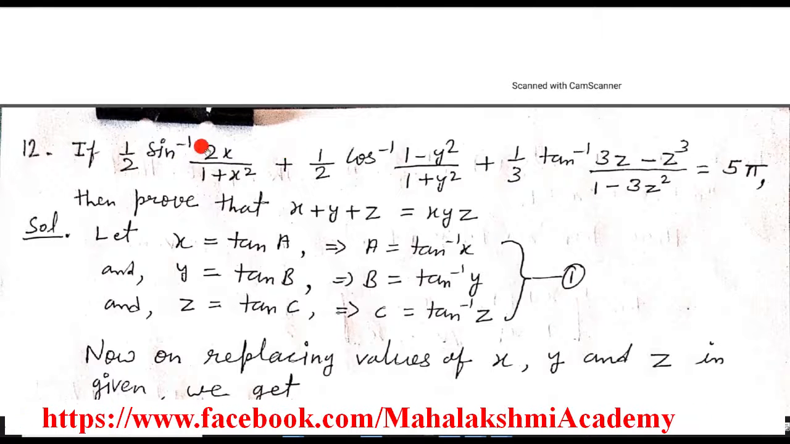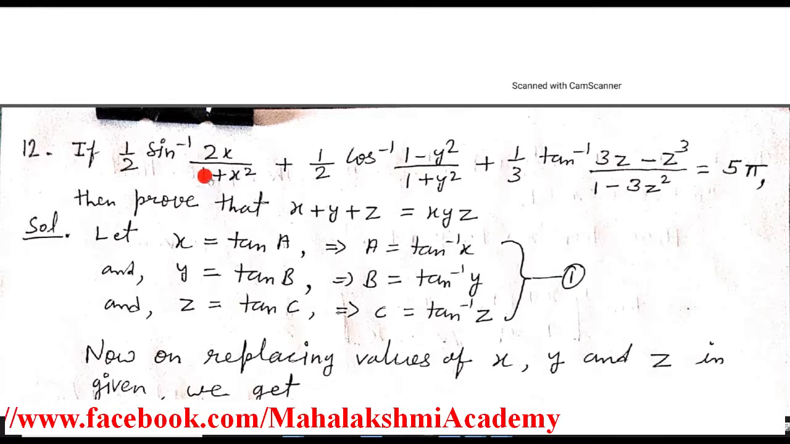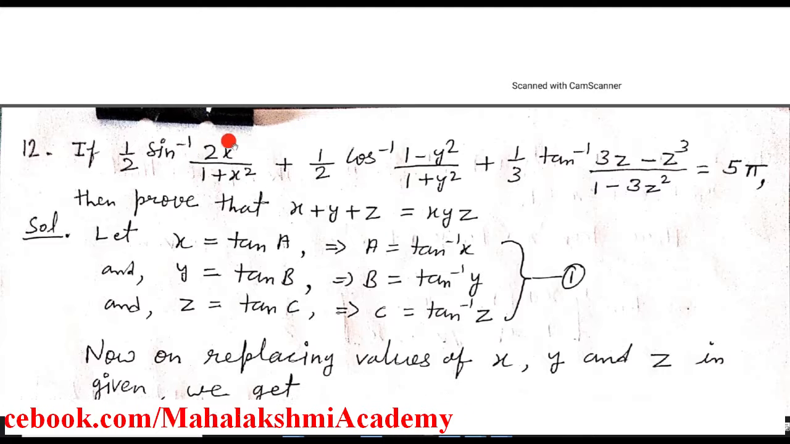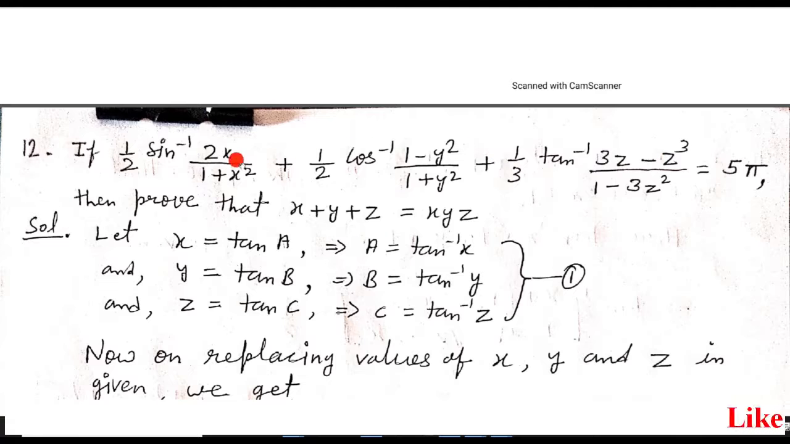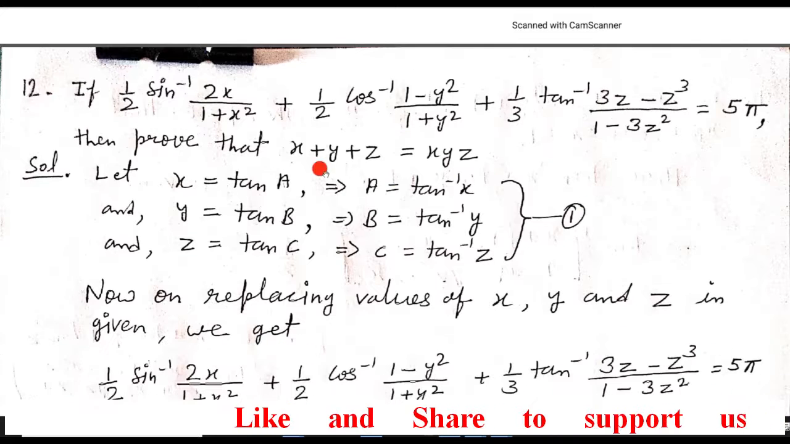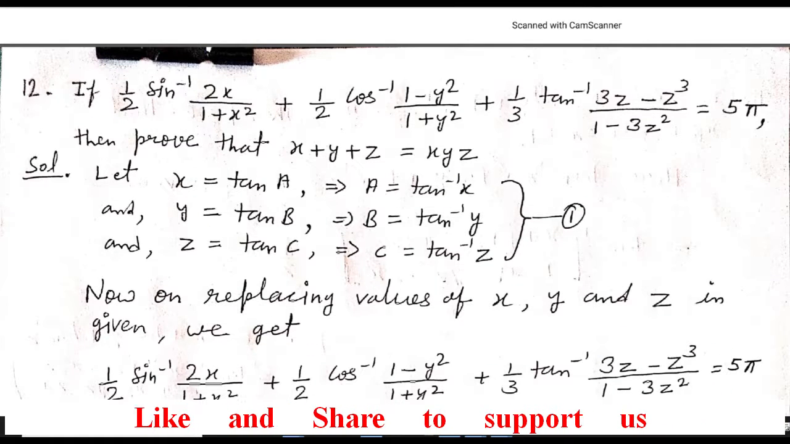So in this question, you just see the question properly. When you observe the question, it should come to your mind that it is in the form of sin 2 theta, and it is in the form of cos 2 theta, and it is in the form of tan 3 theta, but only if we have tan theta instead of x, tan theta instead of y and tan theta instead of z. That will guide you that you have to do these replacements.